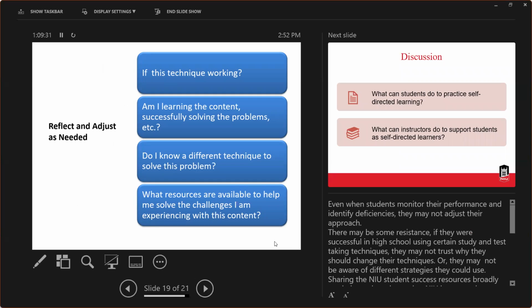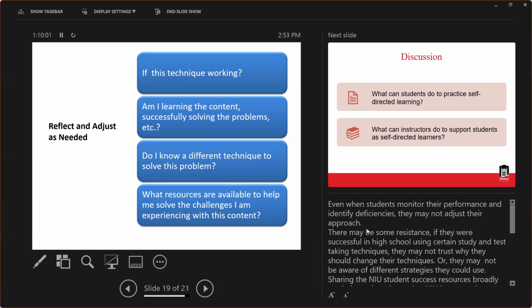And reflecting and adjusting is important. That's the last phase of that self-directed learning cycle. And they can ask themselves how their performance is going. Even when they're monitoring their performance, as we discussed on the prior slide, they might not adjust their approach.